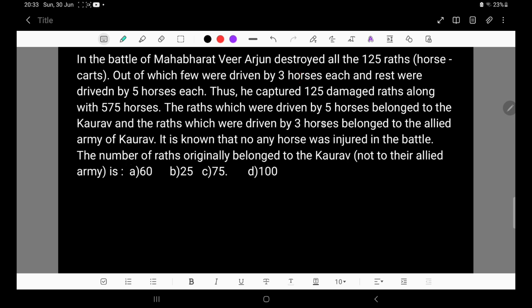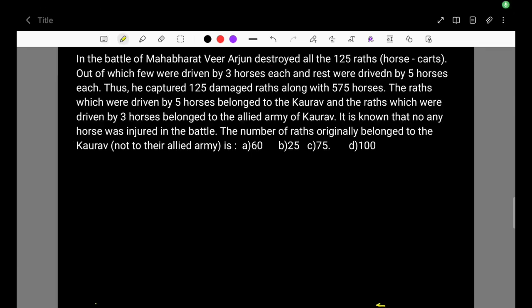Thus, the number of Raths originally belonging to the Kaurav, not their allied army, is? Choices are given: 60, 25, 75, 100. At first, attempt yourself. Okay, look at the answer.